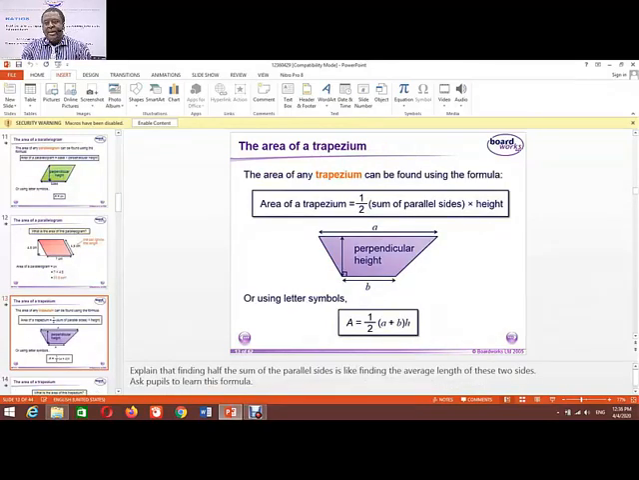Now we are moving on to the area of a trapezium. The area of any trapezium can be found using the formula A = 1/2 (sum of parallel sides) times height. As we can see on the screen, we have the small a, which is the longest base, and the small b, which is the smallest base. By using the formula, we have A = 1/2 (a + b) times h.